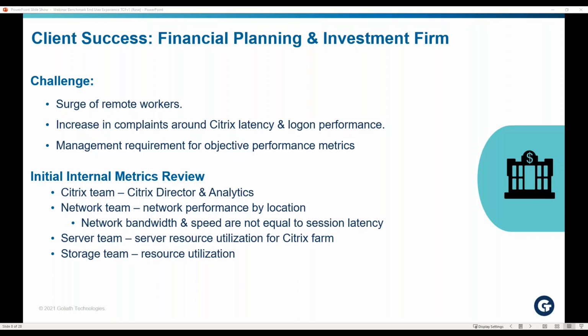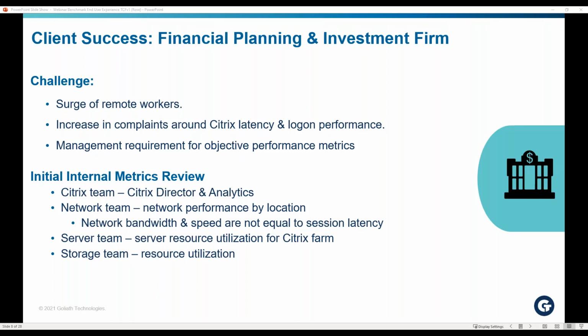They went to the Citrix team. Unfortunately, they only had Director and some of the new Citrix analytics, which really don't give much of a complete picture. They went to the network team, and the network team was able to give them those specifics about the network. The same thing with the storage team and the same thing with the server team. And what they came up with were a lot of IT elements that were performing well and didn't give them visibility into what the root cause of latency and the logon performance issues were. So what they did is they engaged with Goliath.